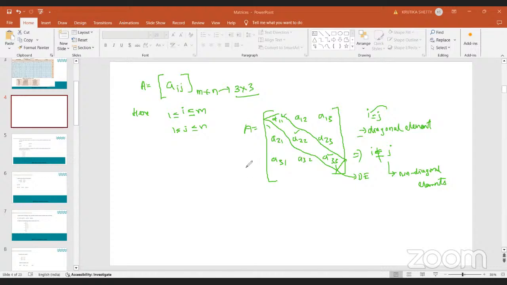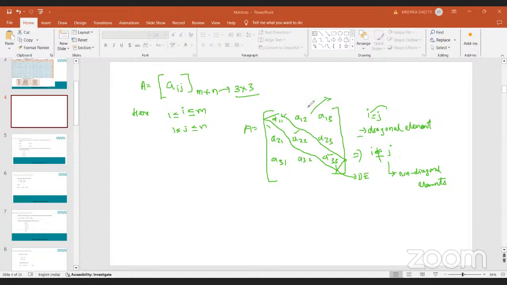Okay, with this introduction to matrices, the next concept we will be discussing, just remember, when i is equal to j, make a note. I will dictate it. i is equal to j, diagonal elements. i not equal to j, non-diagonal elements. These 2 points you need to note. Later you can draw this matrix A and show the diagonal elements and non-diagonal elements.